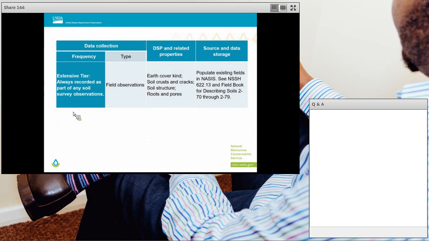And then finally, that extensive tier is really, we all should be doing this everywhere. It's not going to require a lot of extra work. We just want to make sure that these things get populated fully in the database, because when someone else or we need to look in the database for information about how earth cover kind is impacting different properties, like epipedon thickness or something, then we need this information to be able to draw from. So we really want to get the basics of, you have to have this stuff in the database. So that's what we're after with the extensive tier.